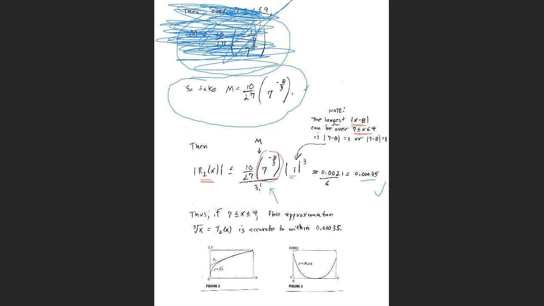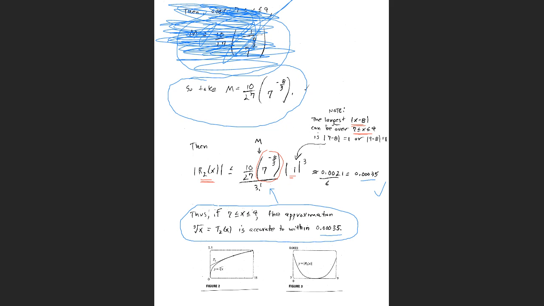Okay, well, so long as x is between 7 and 9, our 2nd degree Taylor polynomial approximation of the cube root of x is accurate to within 0.00035. Or, let me see, 3,500 thousandths. It's within 3,500 thousandths.